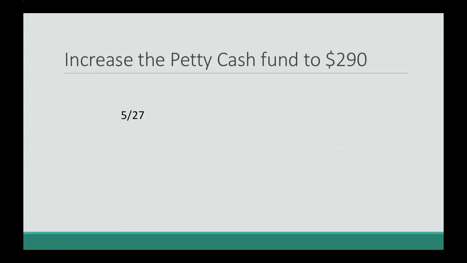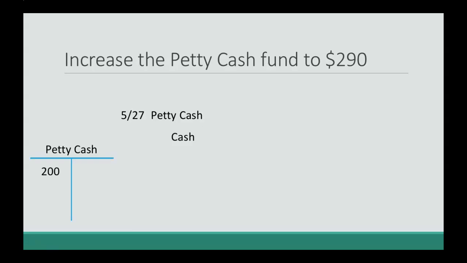This last transaction, increasing the petty cash fund to $290. Well, we're going to debit our petty cash and we're going to credit our cash. It's going to look pretty similar to what we did in the first entry. But here's how we figure out the number here.